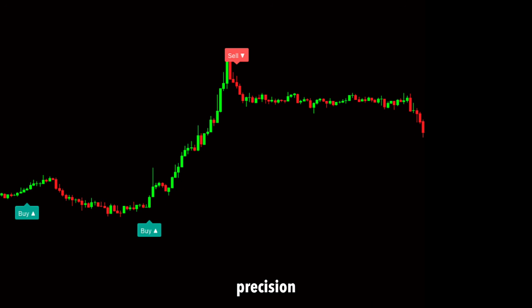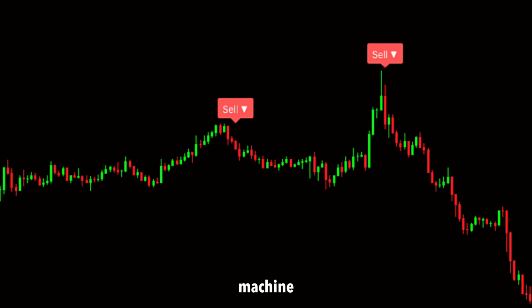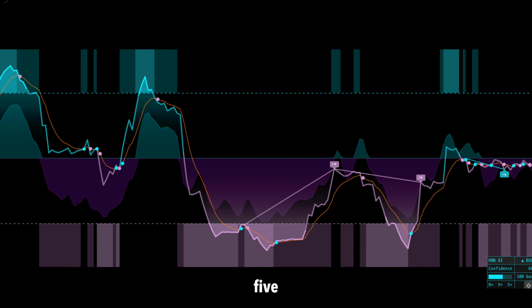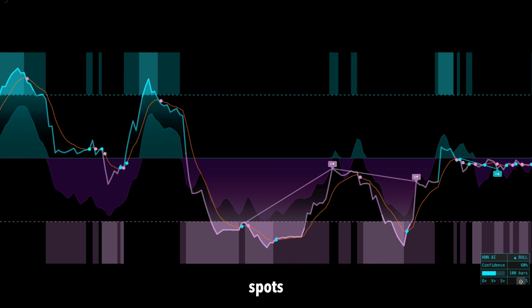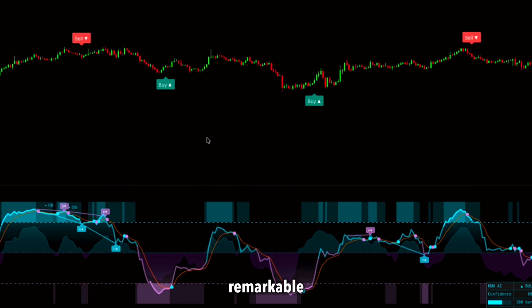I am about to show you two indicators that work together like a precision targeting system for market tops and bottoms. One uses machine learning to adapt to every market condition automatically. The other combines 5 layers of analysis into one clean oscillator that spots exhaustion before it happens. And when you stack them together, the results are remarkable.